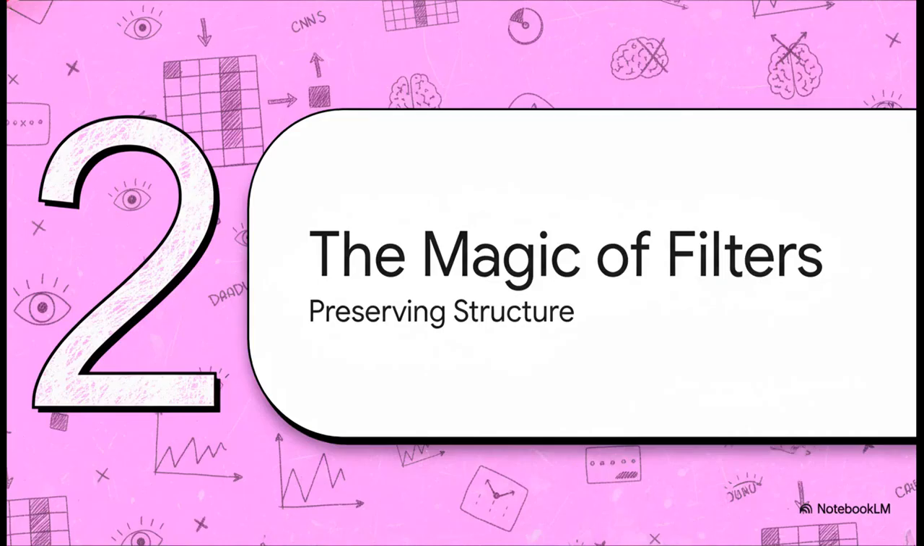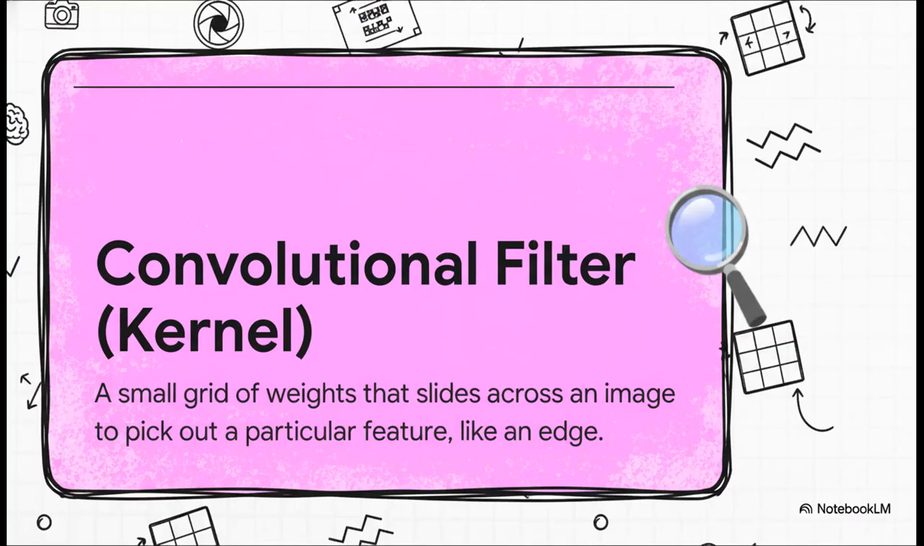Okay, so how do we fix this disaster? We need a tool that can look at an image while preserving its beautiful structure. And that brings us to the star of today's show, the convolutional layer, and its magic little helpers, these things called filters. What's so amazing here is how simple the idea really is. Just think of a filter like a tiny little detective, a specialist. Instead of a magnifying glass, it's got a grid of numbers, and it's trained to look for one specific clue.